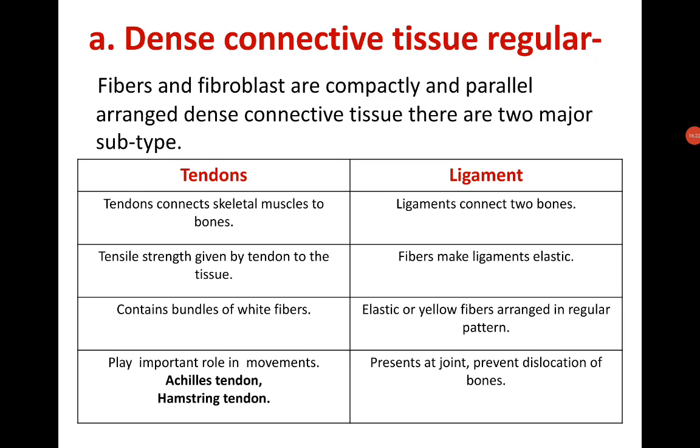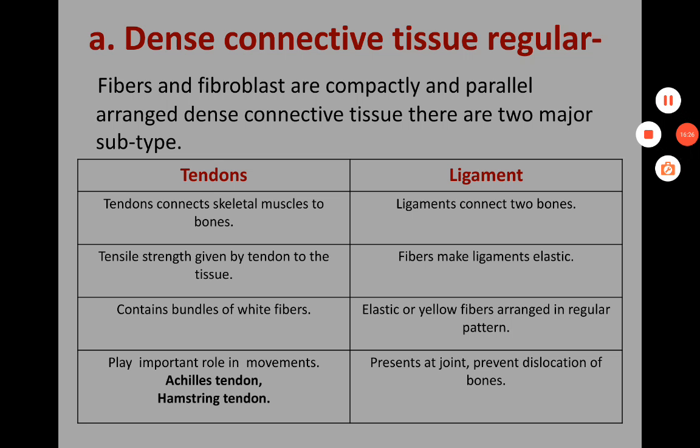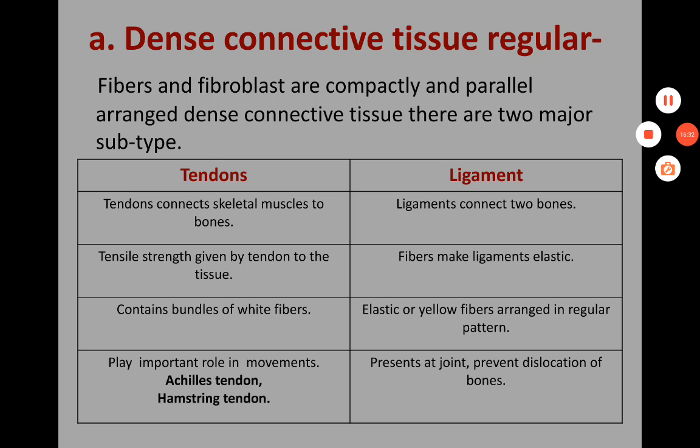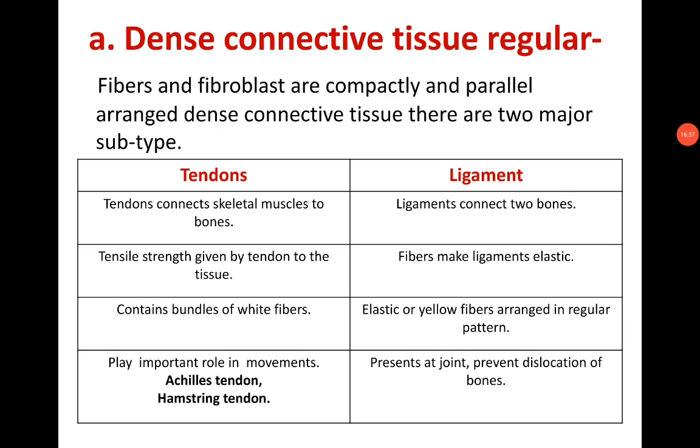Tendons provide tensile strength to the tissue. They contain bundles of white fibers, a large quantity of white fiber is present in tendons. These white fibers are responsible for the strength of this tissue. Tendons play an important role in various movements.